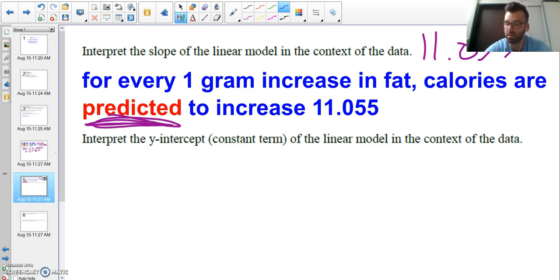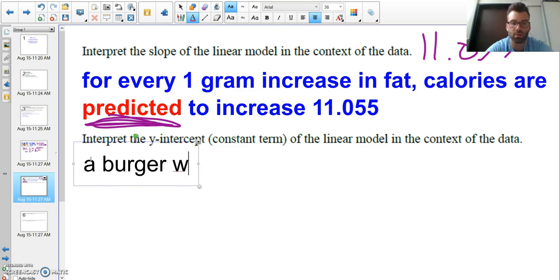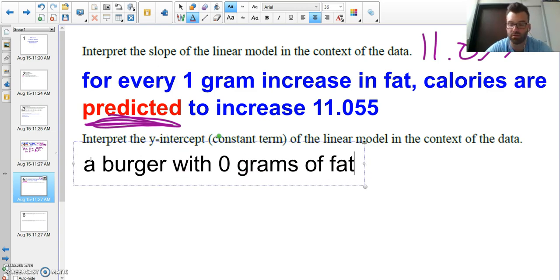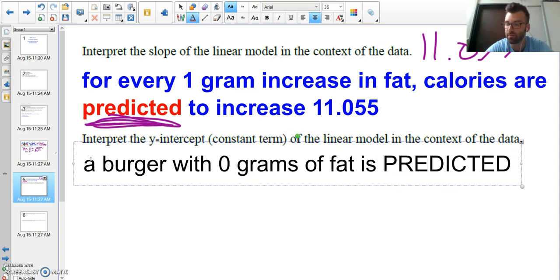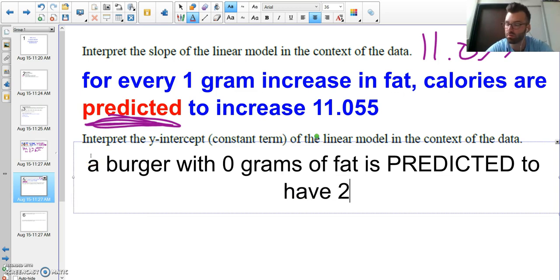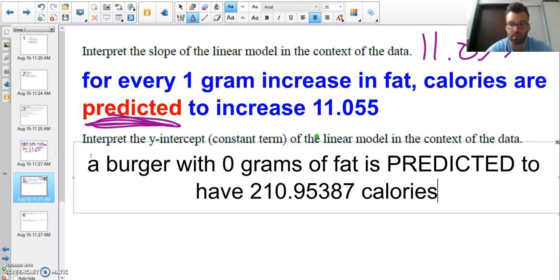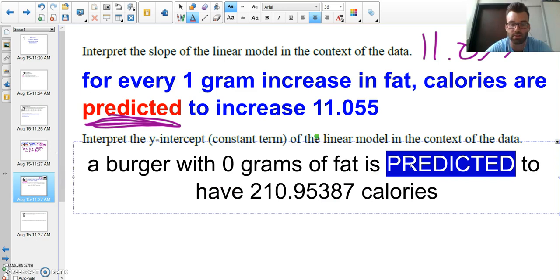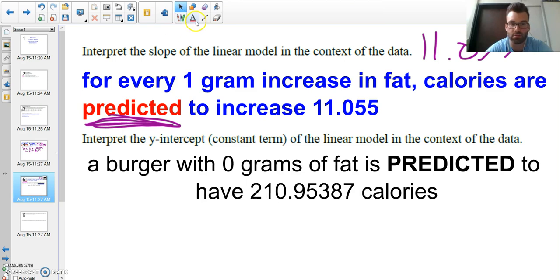All right, so knowing that, let's try to interpret the y-intercept within the context of our problem or of our data set. All right, pause the video. So I'm going to type this out here. A burger with 0 grams of fat is predicted, again, big word there, predicted, to have 210.9537 calories. Again, it is predicted. This is an estimation. It's not for sure. It's not always going to be that way. We don't know for sure.